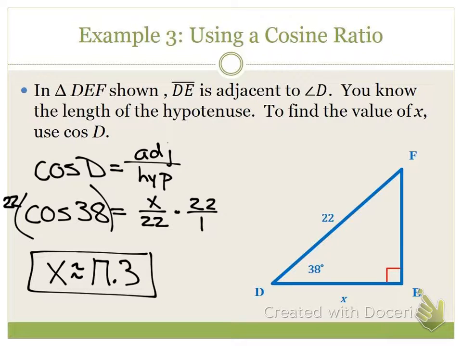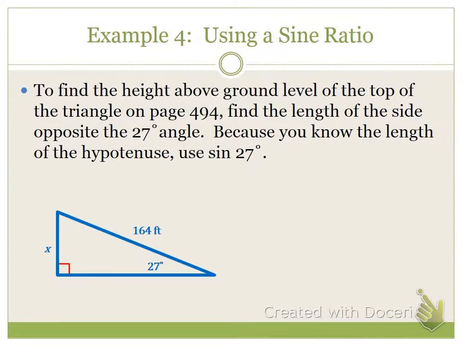So guys, example 4 is the exact same thing, except now I'm using a different ratio. Now I'm using sine in example 4, using my sine ratio. It says to find the height above ground level. It was basically a word problem from our book. But again, I just want you to only focus on the triangle. So if I'm only focusing on the triangle, how do I know if it's going to be sine or cosine? I know that by looking at the angle measure.